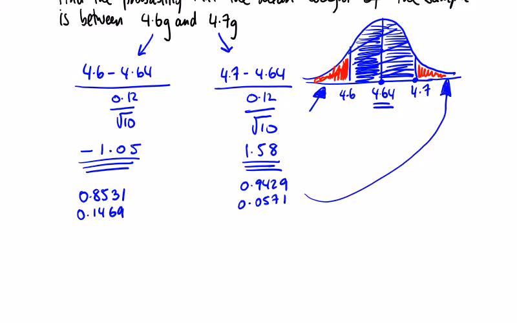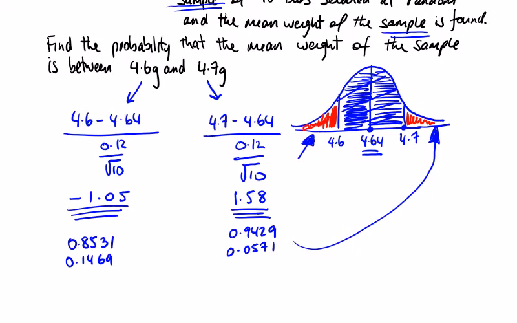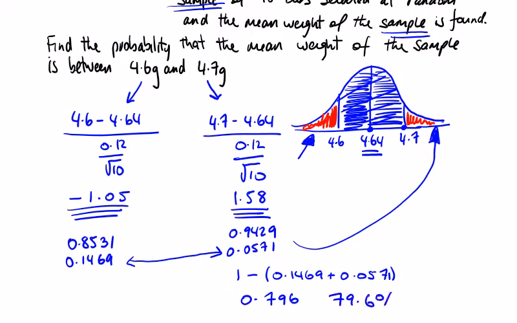So in between, adding these two tails together and taking them away from 1. So 1 minus 0.1469 plus 0.0571 is going to give me an answer of 0.796, which is the equivalent of 79.6% being in this blue shaded area in the middle of the diagram.